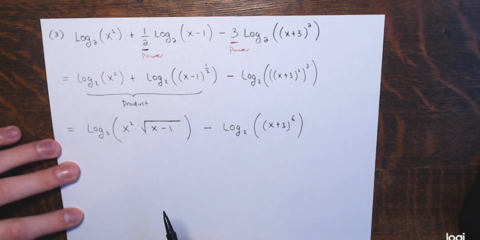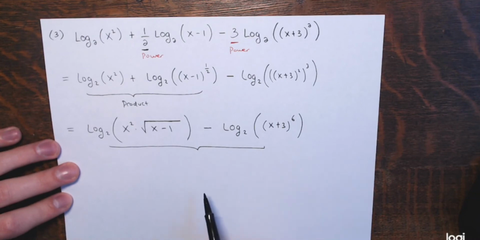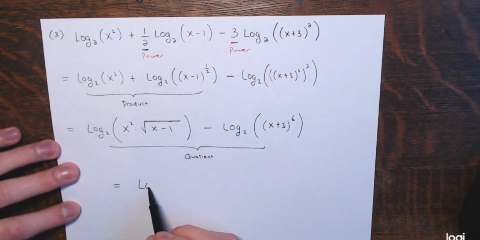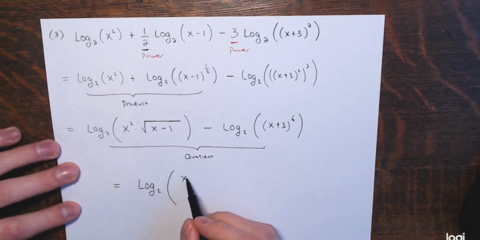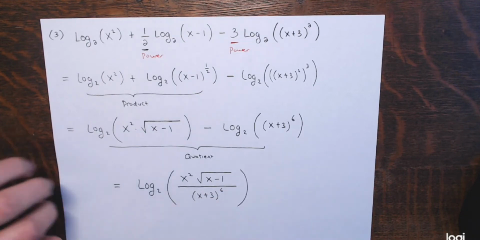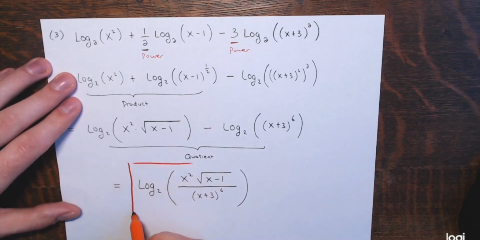Multiply those. And then finally, there's only two terms left, and they're being subtracted, so I'm using that quotient property to put these together. So this is a single log base 2 of, and then the first input is the numerator, x squared times the square root of x minus 1. And the second input just goes in the denominator, right? X plus 3 to the 6th, all in the denominator there. And there we go.